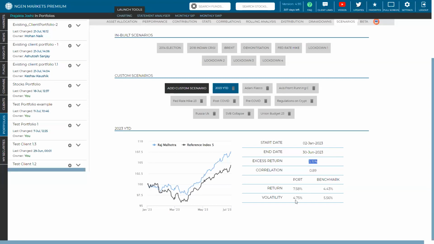with the volatility which is lesser than the benchmark volatility. Benchmark's volatility or the standard deviation was 5.56%. On the other hand, the portfolio volatility was only 4.75% in this particular scenario.